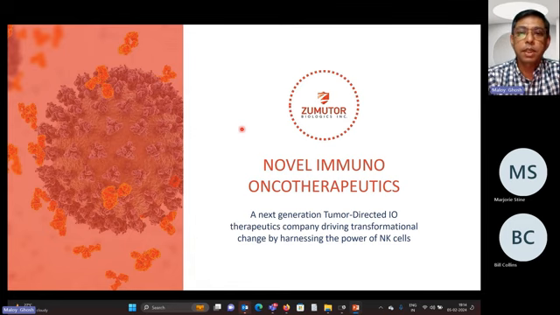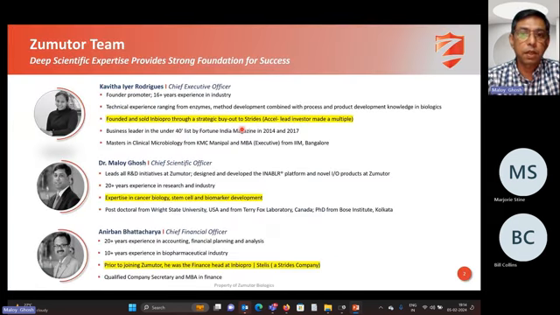So Zumutor Biologics is a company based out of Bangalore, India, and Boston at Cambridge. So this is our team, myself, Maloy, and Kavita is our CEO. And the core team also have our CFO, Mr. Anirban Bhattacharya. So all three of us know each other for a long time, and this company is almost 10 years old. We started as a startup when our interest was to develop novel monoclonal antibody, not the biosimilar ones, but drugs which could be next generation drug.